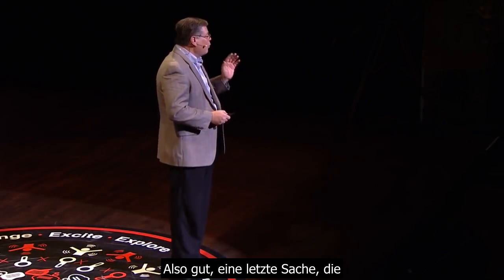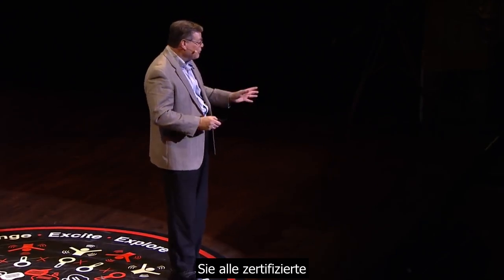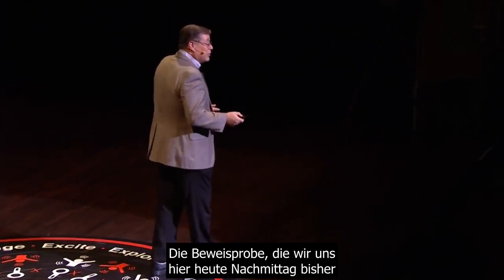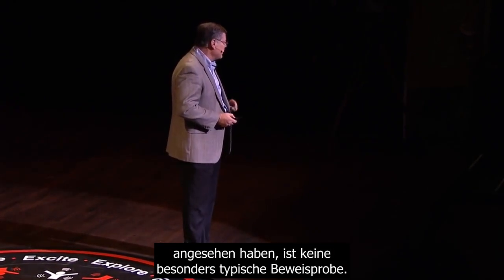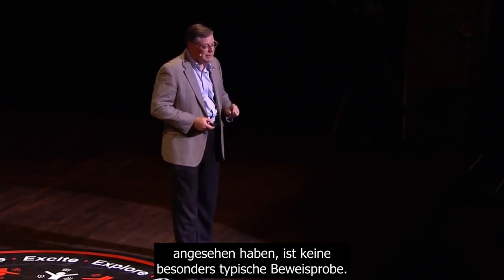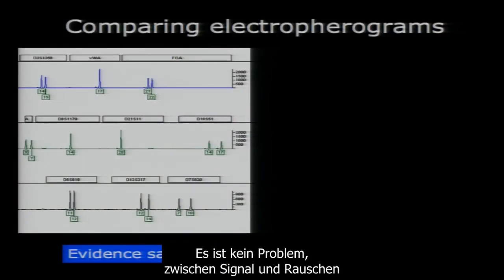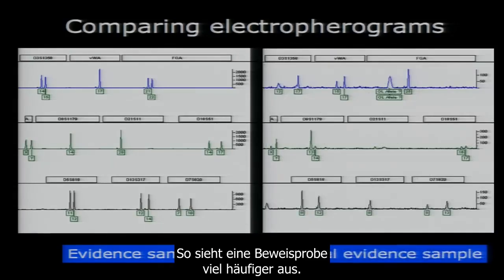All right, well, one last thing I need to impart to you to get you all to be certified DNA profiling experts is this. The evidence sample that we've been looking at so far here this afternoon is not a particularly typical evidence sample. This is one that's really easy to interpret, right? There's no trouble distinguishing between what's signal and what's noise, where there are peaks and where there aren't peaks. This is what an evidence sample much more often looks like.